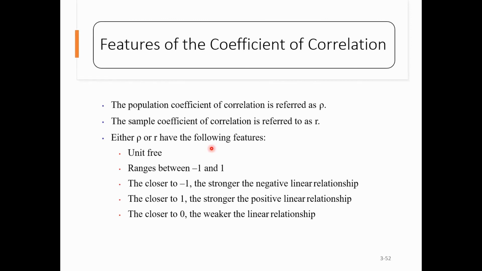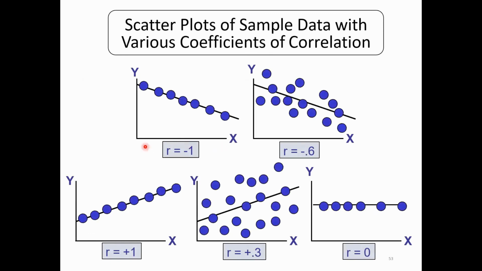Now, what are the features of this coefficient of correlation? It ranges between -1 and 1. The closer it is to -1, you can say it has a strong negative linear relationship. The closer it is to +1, you can say there's a strong positive linear relationship. If it's close to 0, there's a weak linear relationship. So an example would look like this. If your coefficient of correlation is exactly -1, there's a negative relationship between Y and X. If it is +1, there's a positive linear relationship between Y and X. But if it is closer to 0, something like +0.3, there seems to be a positive trend, but it's more scattered around, right? And if it's exactly 0, Y and X are not related. There is no linear relationship.